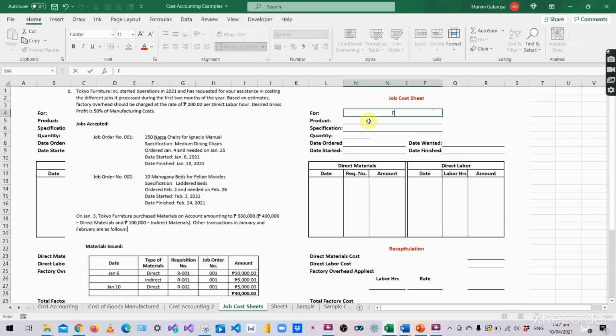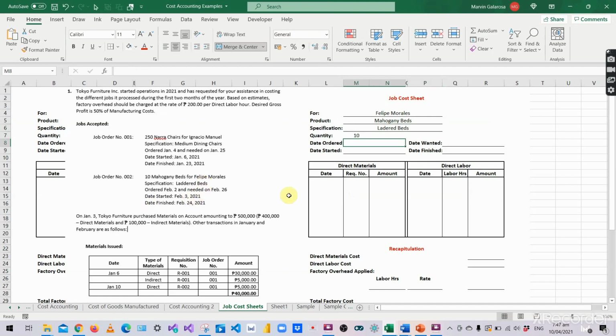It's for Felipe Morales. Ang product na in-order niya is mahogany beds. Ang specification is laddered beds. Quantity is 10.